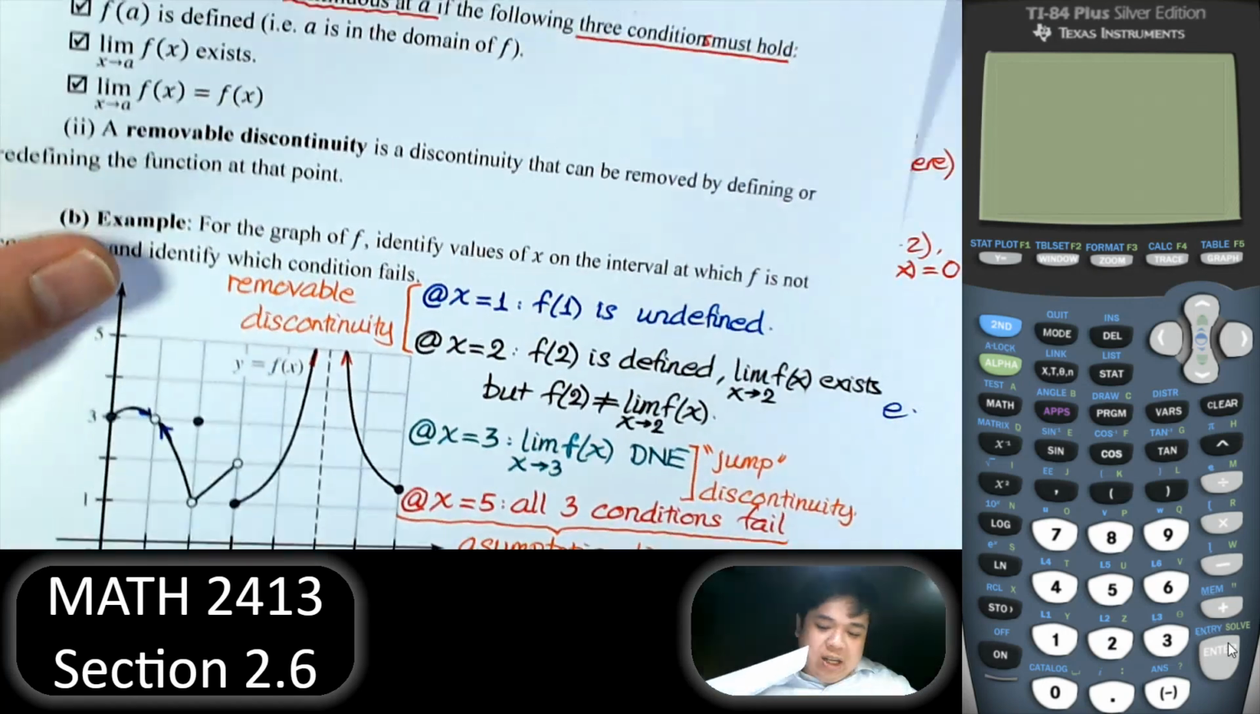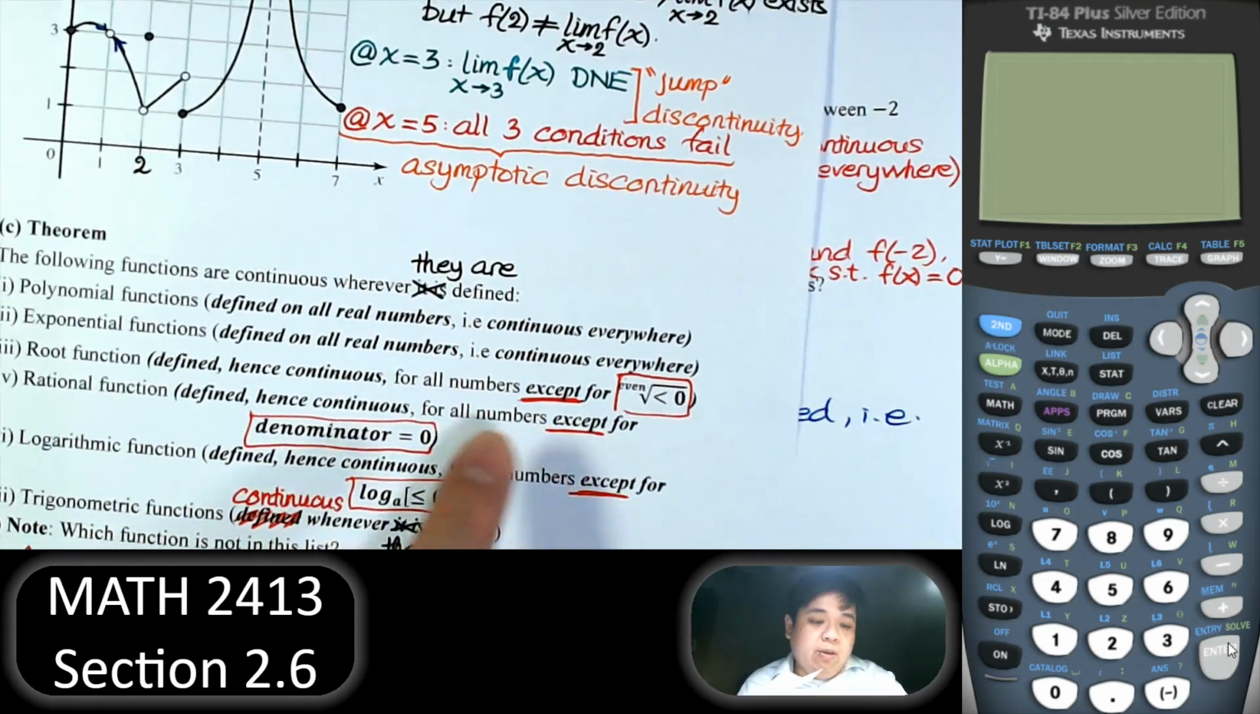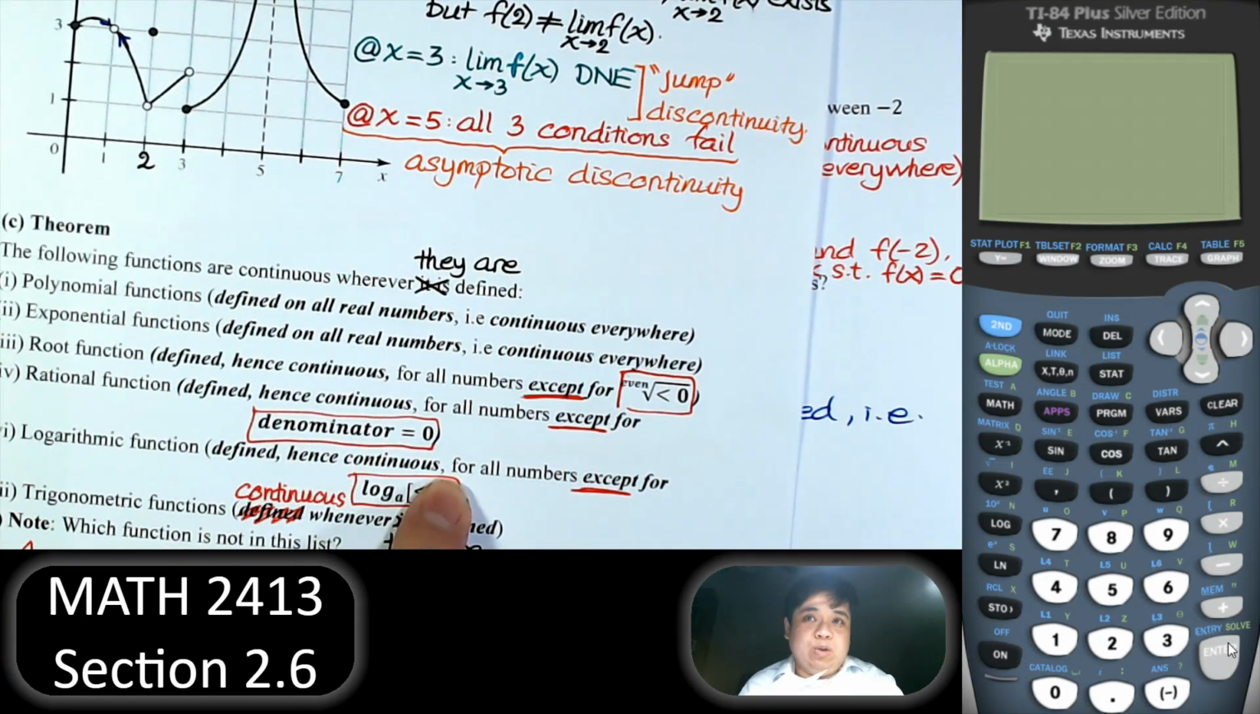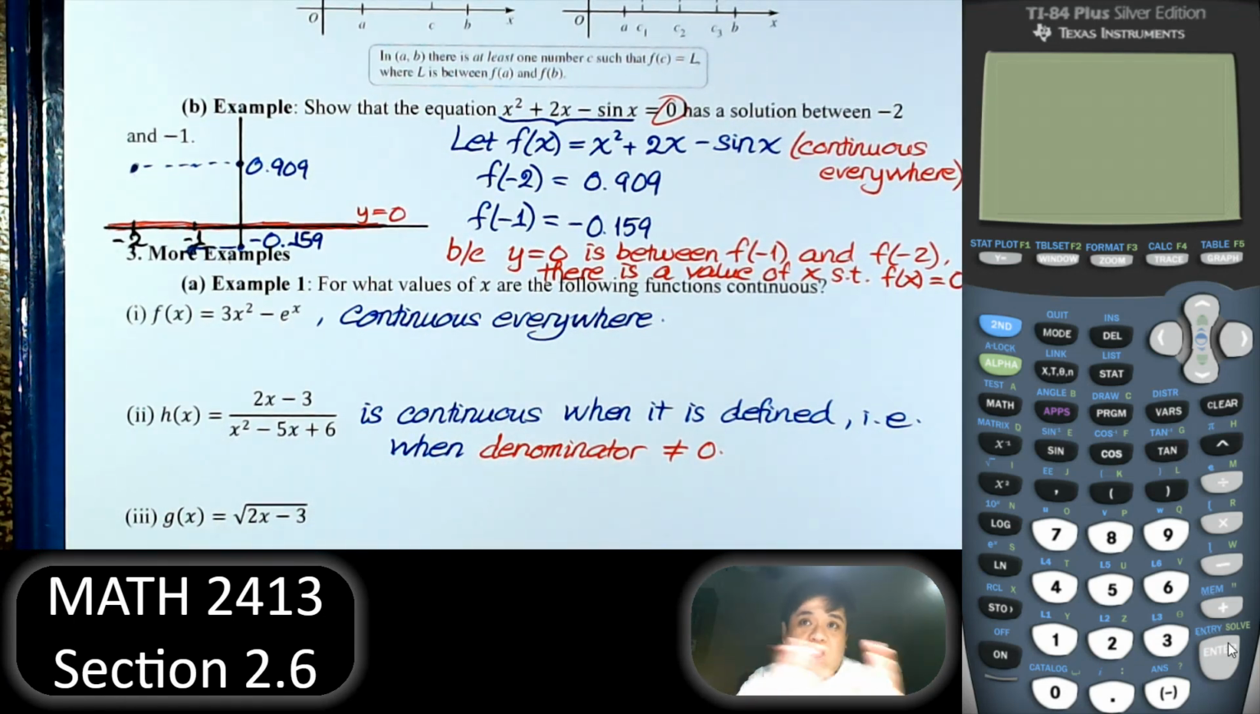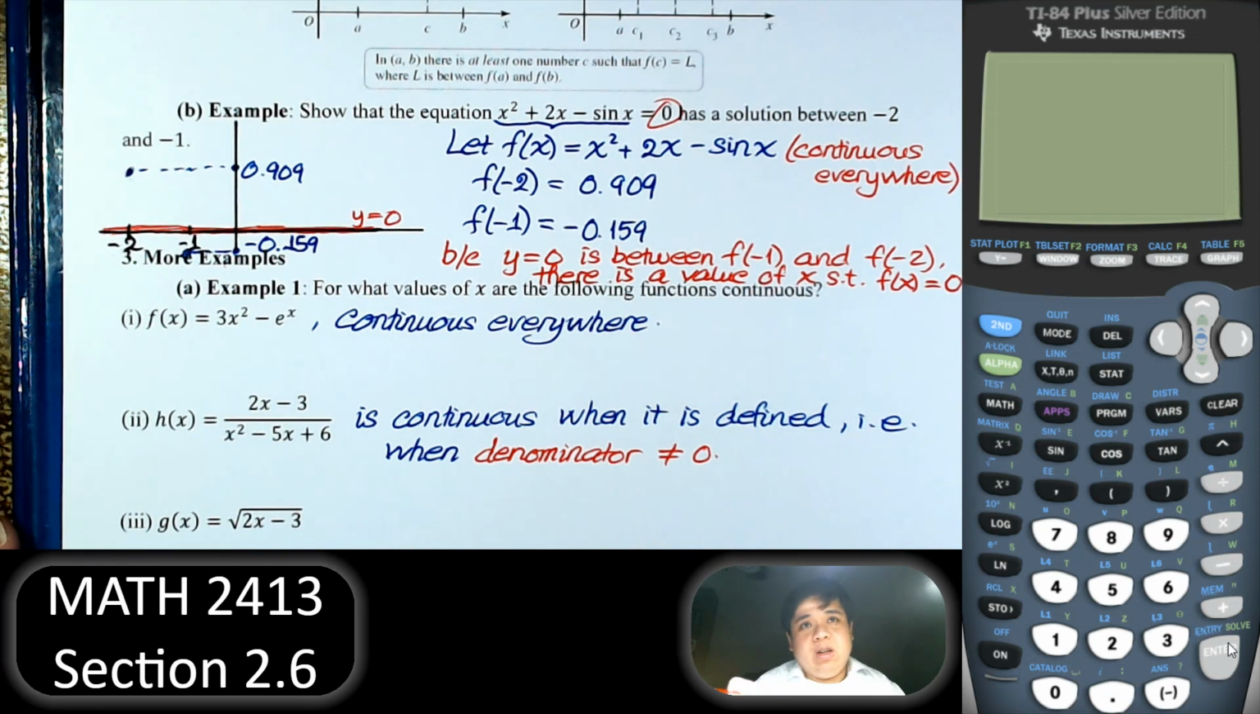In the theorem, we say it is continuous except for when the denominator equals 0, or instead we can write it is continuous when it is not equal to 0. So except for the case equal to 0, everything else is good.